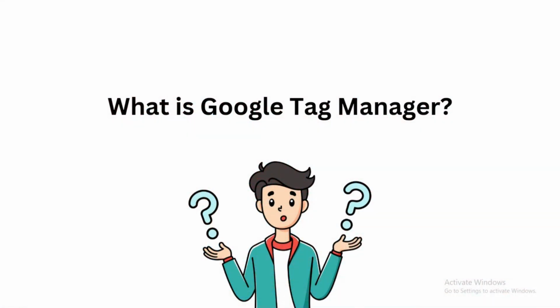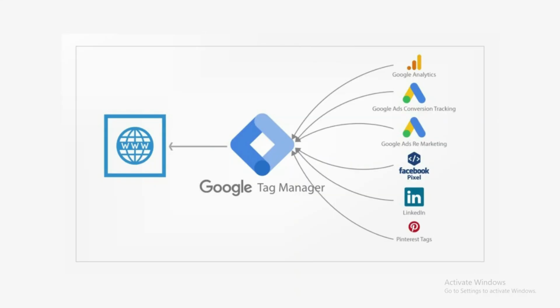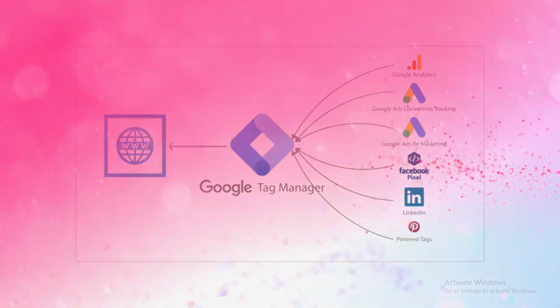What is Google Tag Manager? Google Tag Manager, or GTM, is a free tool from Google that helps you manage and deploy marketing tags, snippets of code, on your website or mobile app without modifying the code directly. It acts as a middleman between your website and tools like Google Analytics or Google Ads.